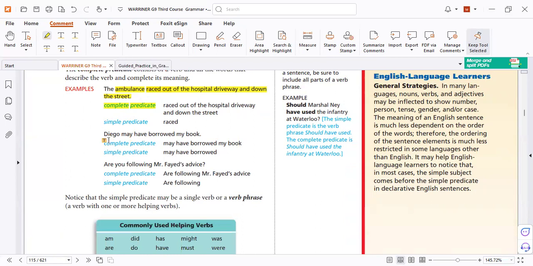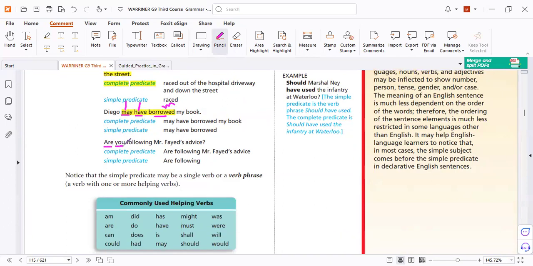Here, for example, Diego may have borrowed. What is the verb? All of these. We have three verbs. So which one? All of it. But we have the main action, the main verb, and then helping verbs. Why is it called a helping verb? It helps you. For example, may tells you it's a possibility, and have borrowed tells you it is in the past.